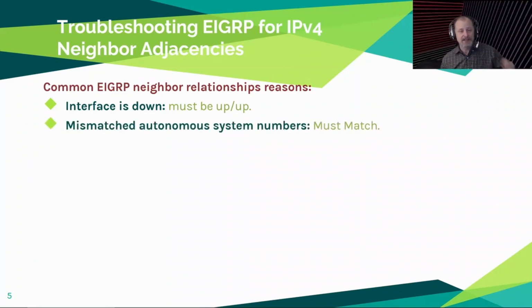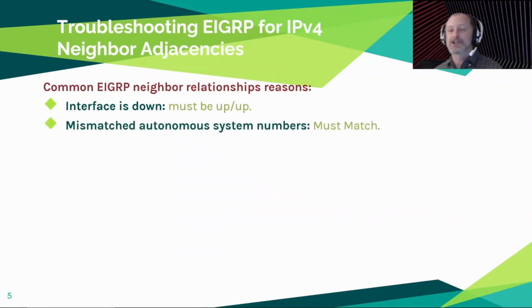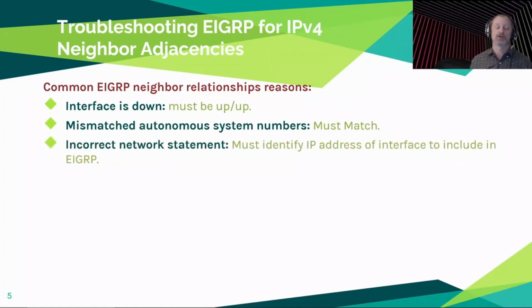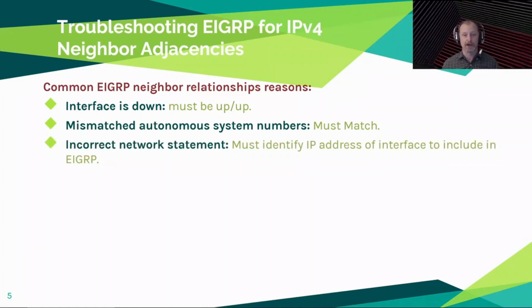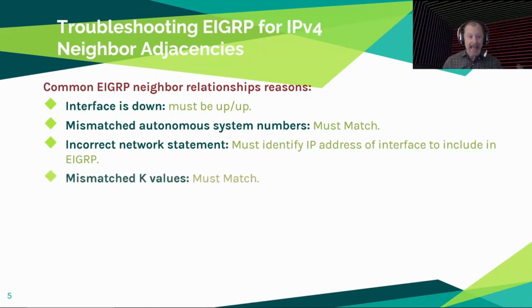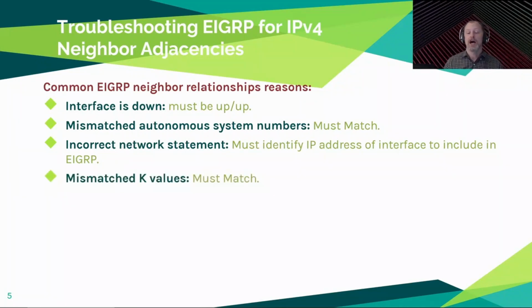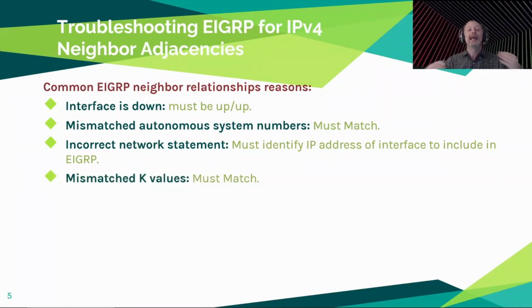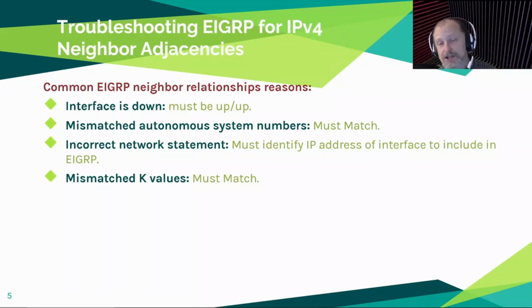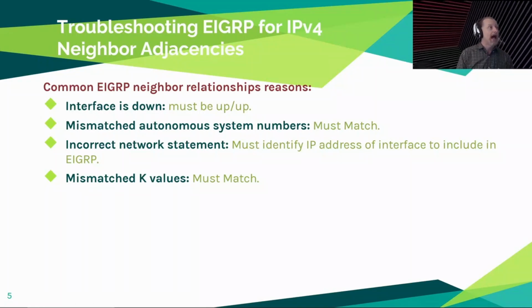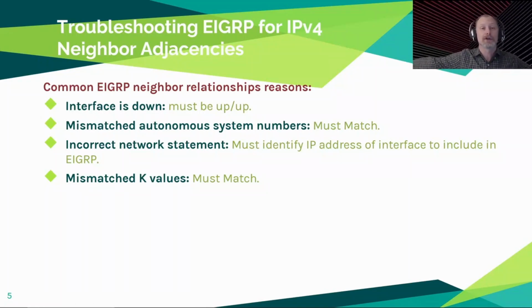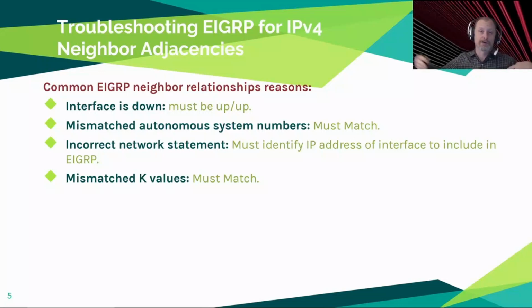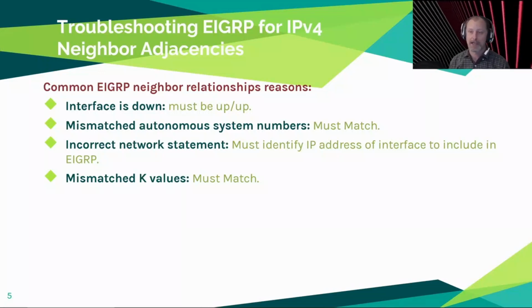The autonomous system numbers must match. Network statements have to be correct so that the right interfaces are participating, right? The K values have to match. Though you can change those, any K values that you change on an EIGRP router have to be mirrored on all of the routers in the EIGRP domain, okay?